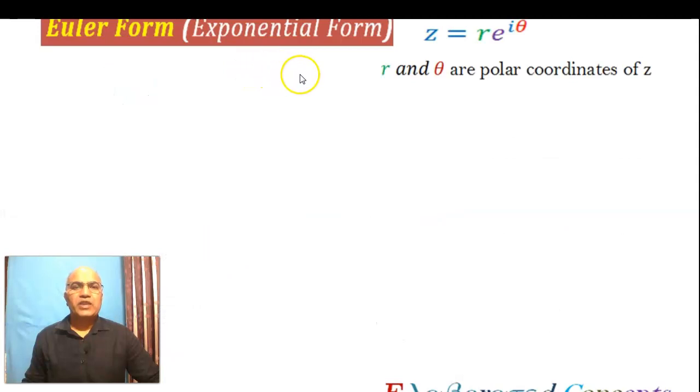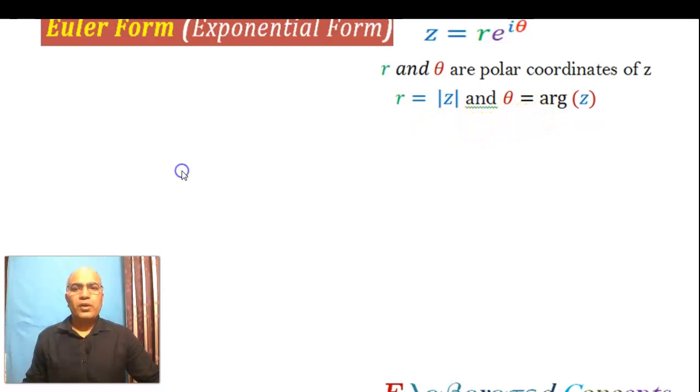Next is the exponential form or the Euler form. z is equal to r e raised to iota theta, where r and theta are polar coordinates of z. That is, r equals mod z and theta is equal to argument z.